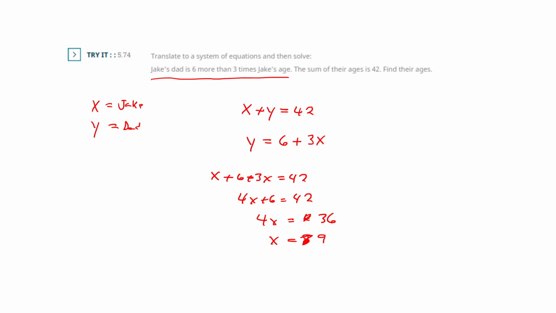Okay, sorry about that. X is 9. Now, just like we would have done before, I know it's a word problem, but let's just plug it back in. I could use either equation. If I know X is 9, let's put it into this top equation, and I've got 9 plus Y equals 42. So y must be 33. So Jake is 9 years old, and his dad is 33.